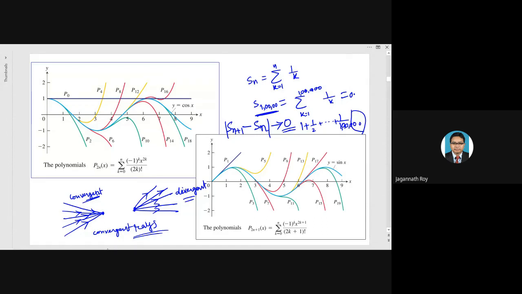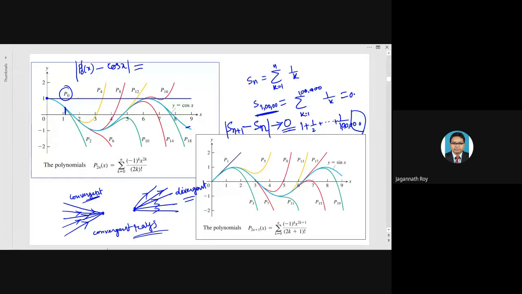For example, if you look at the curve of cos x, we wanted to approximate the values here. The difference between P0(x) and cos x, you can see the difference here. They are matching only at one point, at x equals 0.